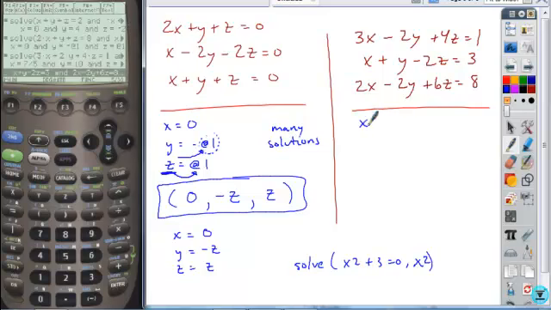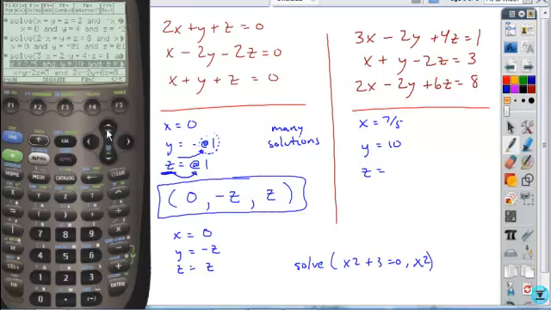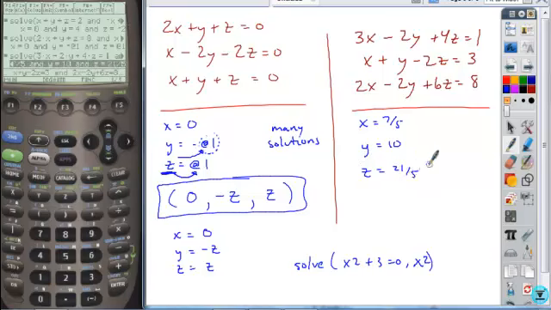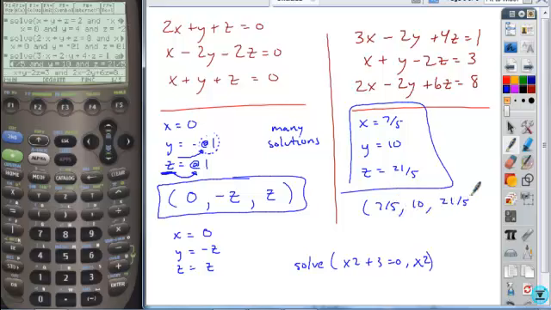And so I have x is 7/5, y is 10. And again, for z, I can go up, highlight it, and move over to see it's 21/5. And so my answer is either going to be written in this form or as an ordered triple, 7/5, 10, 21/5.